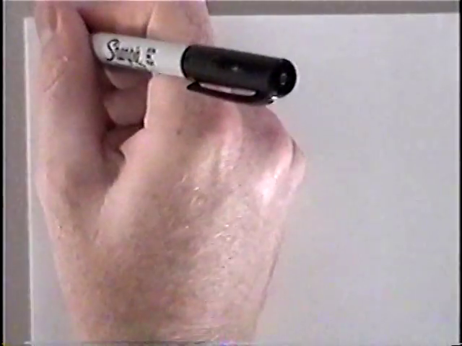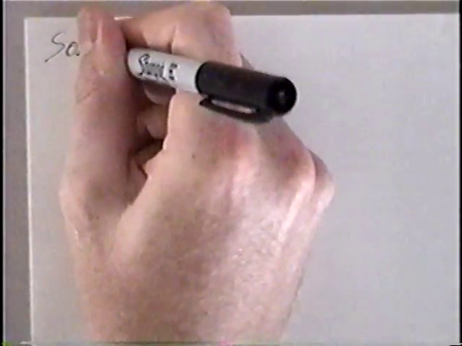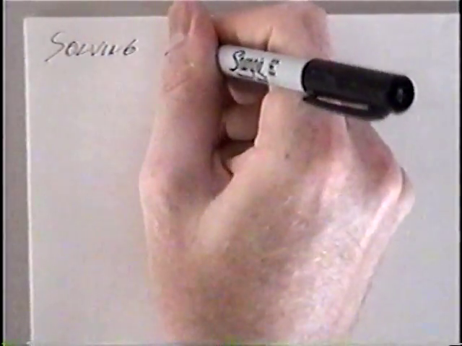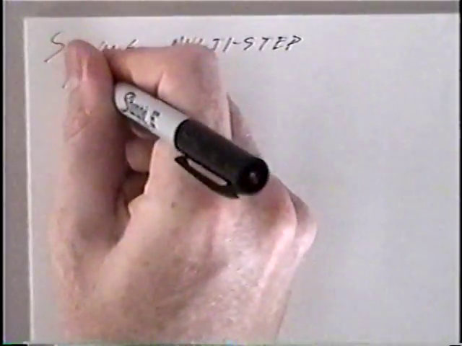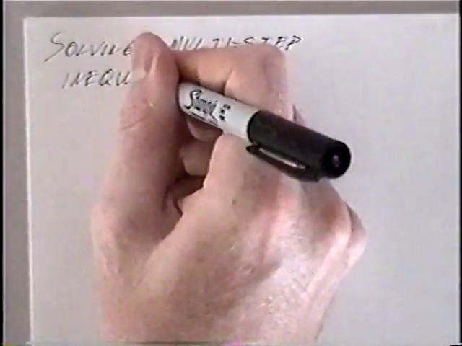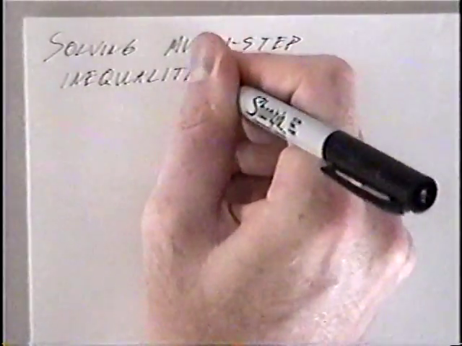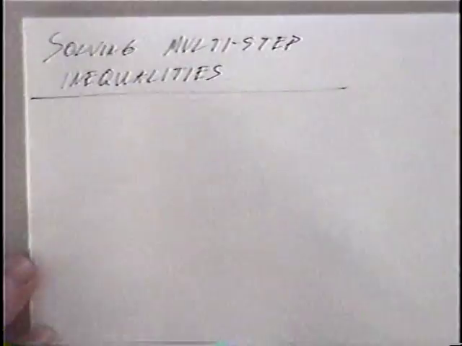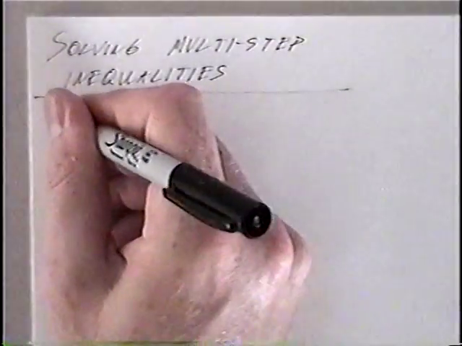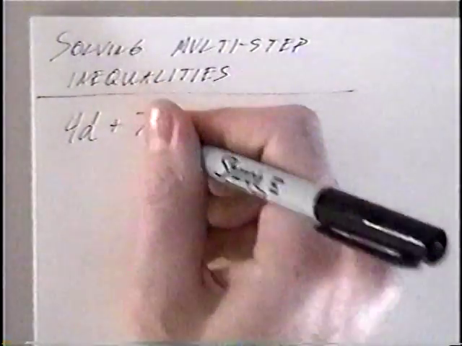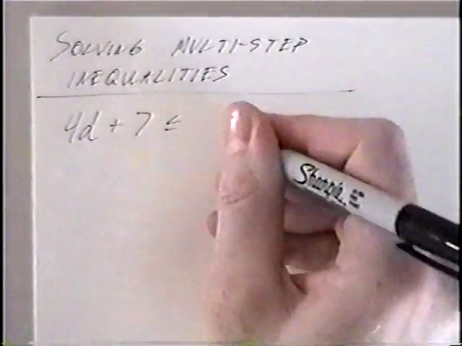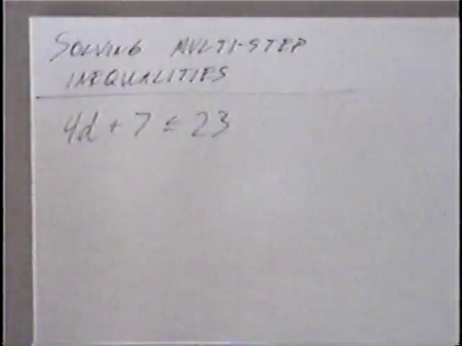Title of the first section is Solving Multi-step Inequalities. First problem is 4d plus 7 less than or equal to 23.